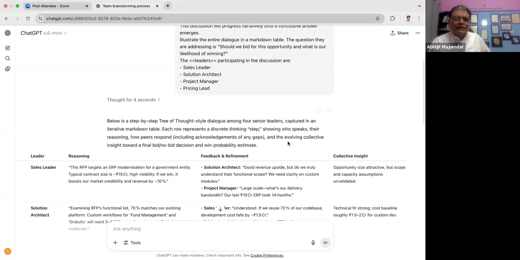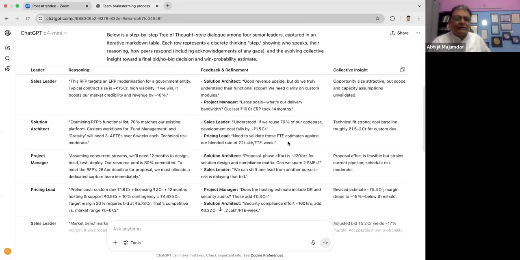Basically, if we are taking this, the pricing needs to validate the essence, a blended rate of 2 lakh per FT. It is not using specific internal data. This is basically using the LLM training data, and somewhere it is making some assumptions. My point is, if I have to give this data, I will provide it with a data source.